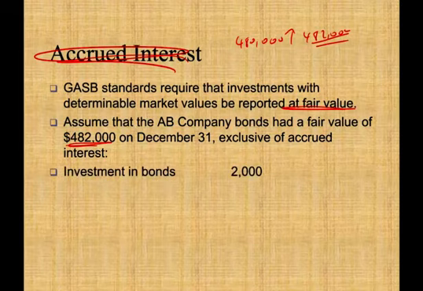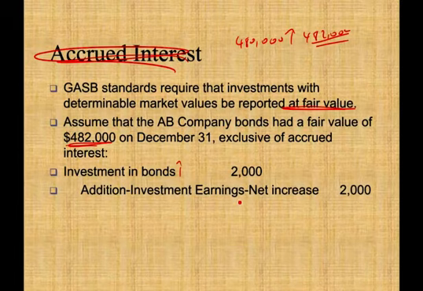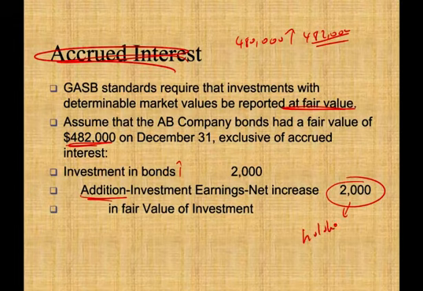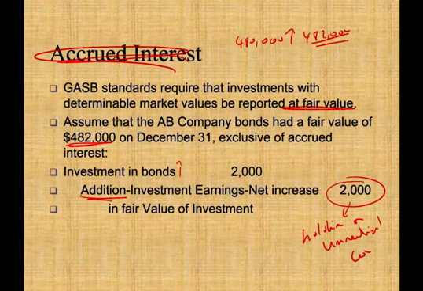So what's going to happen, we're going to add it to the bond, investment in bond goes up, and we're going to credit addition, investment earnings, net increase in fair value of investment, of 2,000. So notice this is basically an addition, like revenue, although it's unrealized. This is an example of a holding or unrealized gain. In case you're wondering what is a holding or unrealized gain, that's what it is. So the bond went up in value, but we did not sell it.